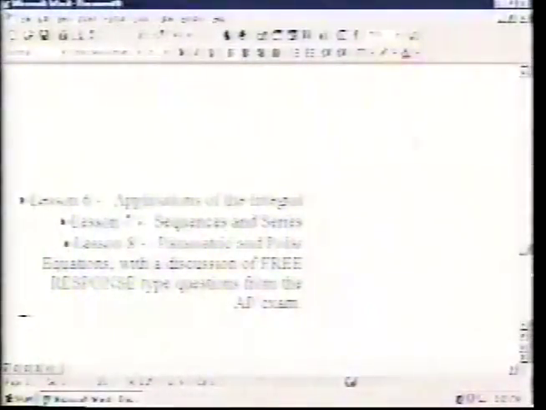Lesson 7 are those absolutely adorable sequences and series. Lesson 8, we're going to look at parametric and polar equations, and we're going to have a discussion of the free response type question from the AP exam. So that's where we've been, and that's where we're going.